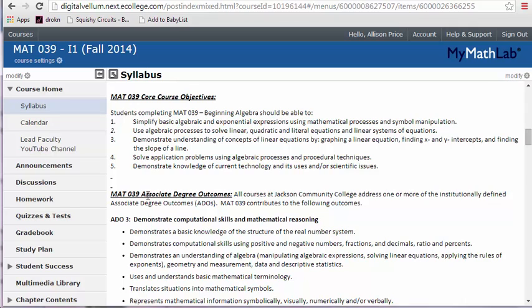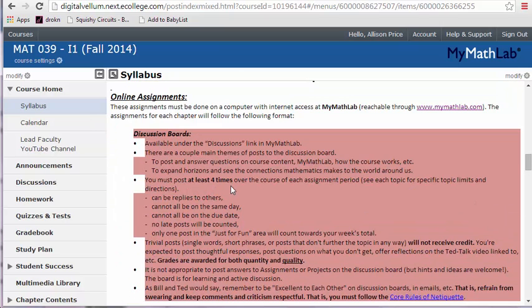Be warned that since this is a 0-100 level class, 039, it will not transfer to all universities. This is a prerequisite for Math 139, college algebra, and college algebra is guaranteed to transfer by the Michigan Transfer Agreement.